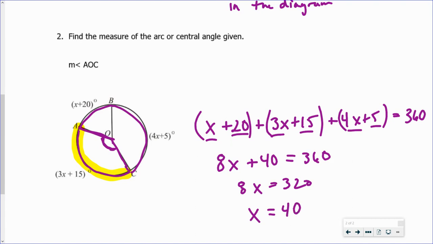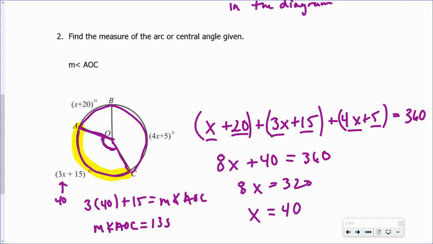So now that we know what x is equal to, we can go back and figure out the value of angle AOC by finding the measure of arc AC. So I'm going to do 3 times 40, and then add 15 to that, and that's going to give us 135. So again, I'm plugging in 40 here. So 3 times 40 plus 15 gives us the measure of angle AOC. So the measure of angle AOC is 135 degrees.